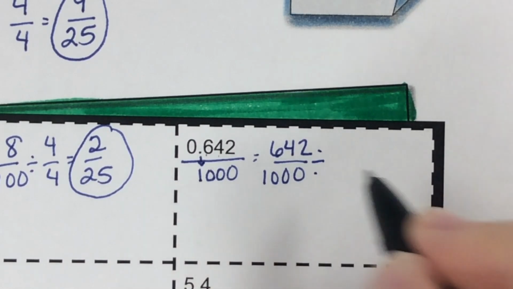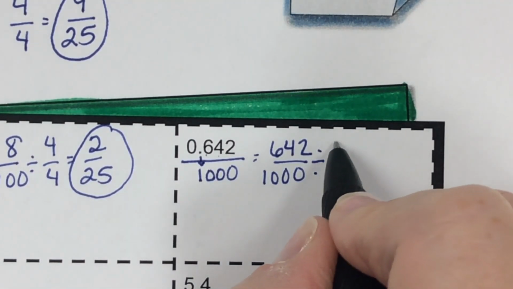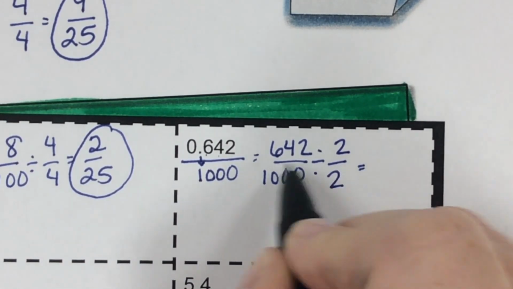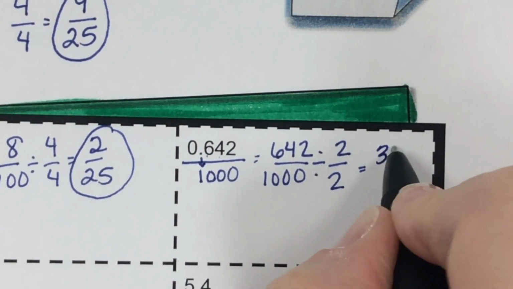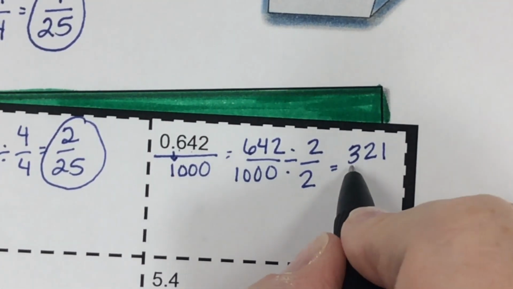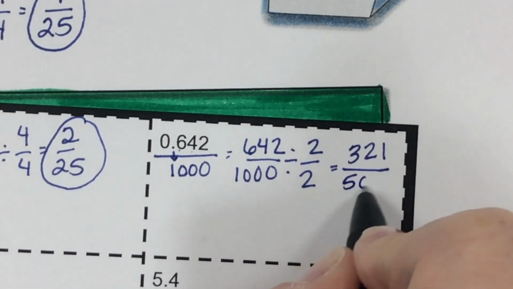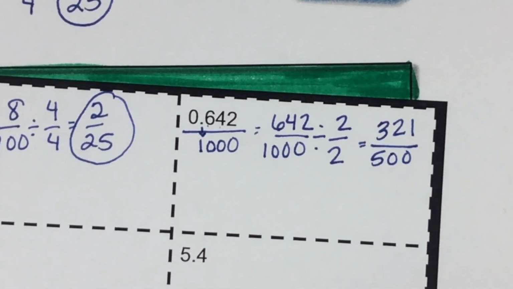Okay, it's even. So I know that I could divide by 2 if I don't know what else there is. And that's okay. So 642 divided by 2 will be 321. And you could pause your video and go over here to the side. I don't want the video to be too long for you. 321 over 500. Okay.